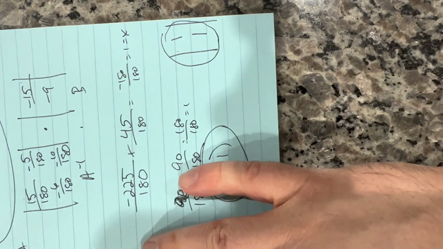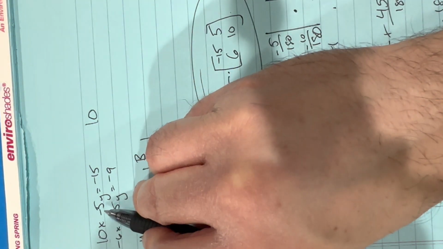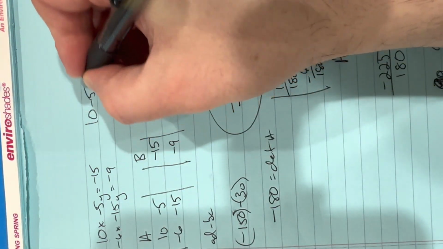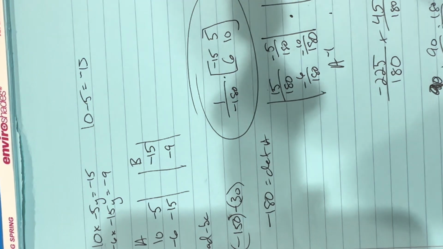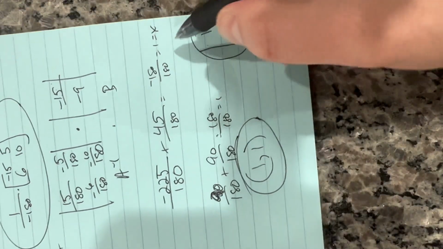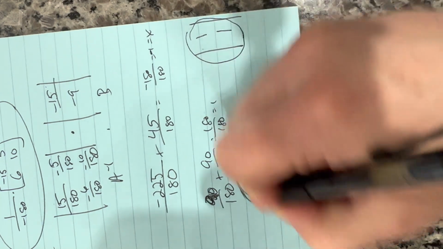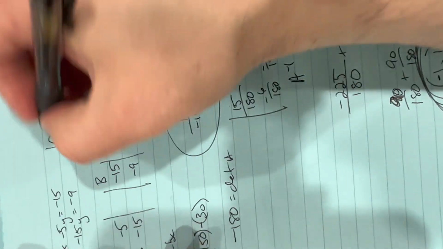Let's check that. That doesn't sound right. Let's go back up. So if I plug in 1 here, I get 10. If I plug in 1 here, I get negative 5. That's not negative 15. Because this is negative 1, isn't it? This is negative 1. That's negative 1. Why didn't you tell me?